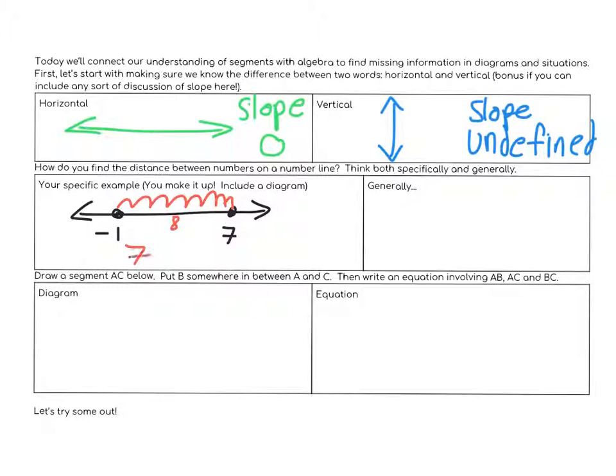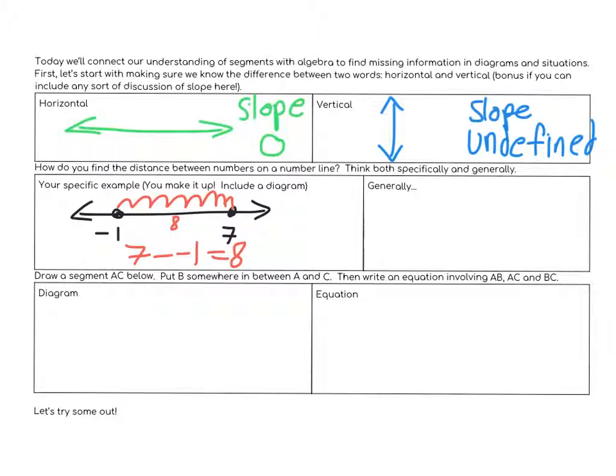So a faster way to do this would not be counting the jumps, but rather saying that the distance between these 2 points is really subtraction. 7 minus -1. We know if I'm minusing negative, that really means I'm adding it, is equal to 8.